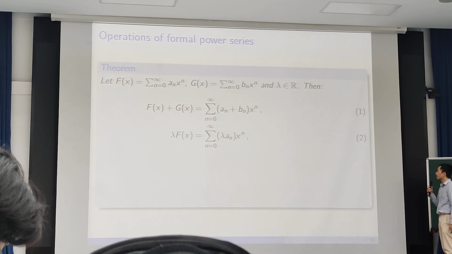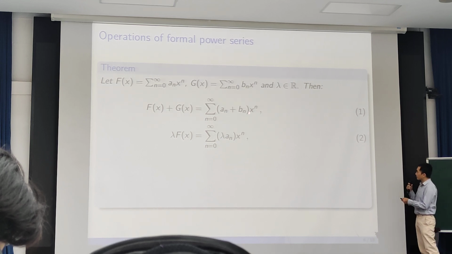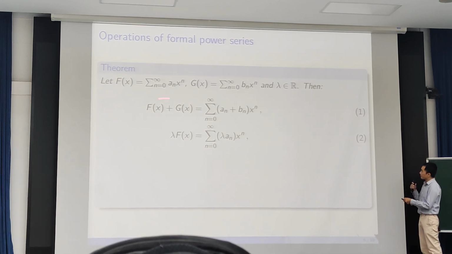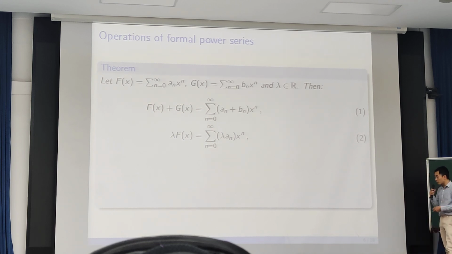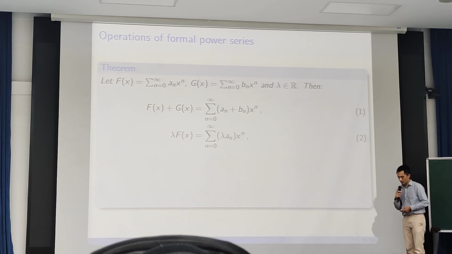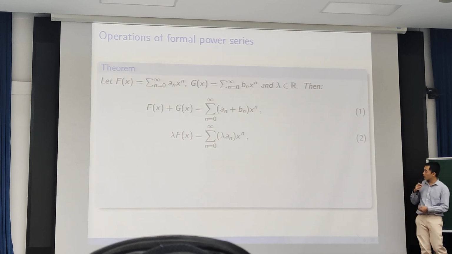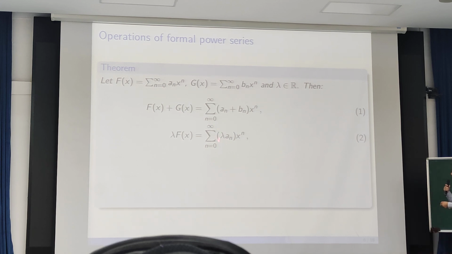Okay, so we notice, what does it mean? That means that the sum of two formal power series is also a formal power series, because it can be written in this form. And the product of a formal power series with a scalar is also a formal power series, and the result is given by these formulas.